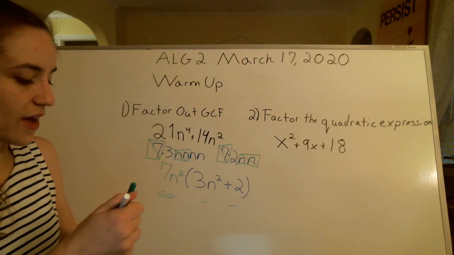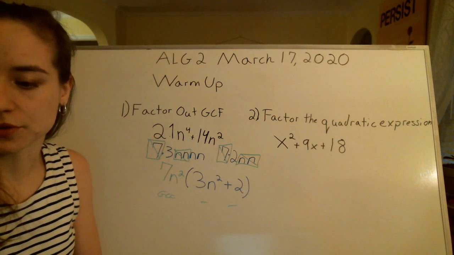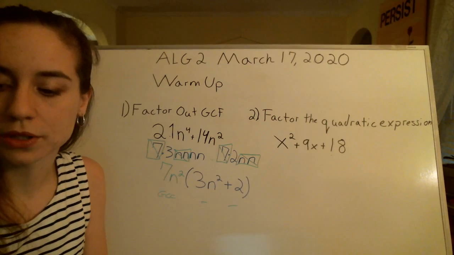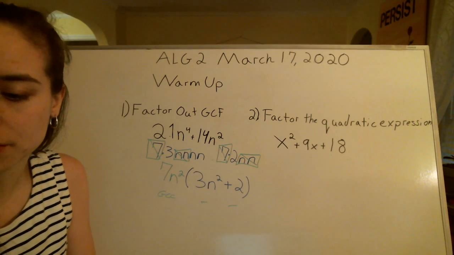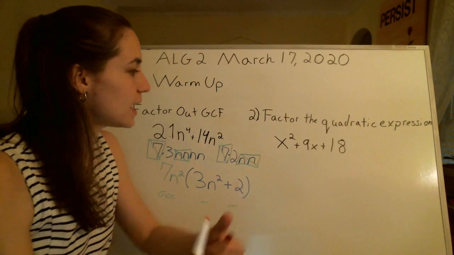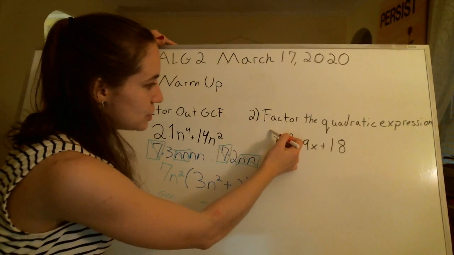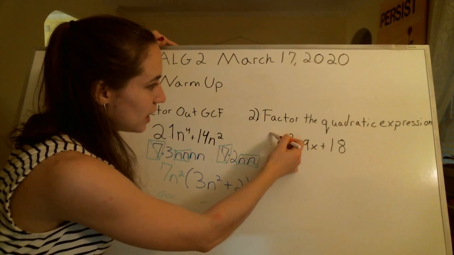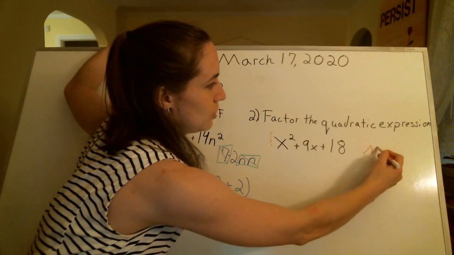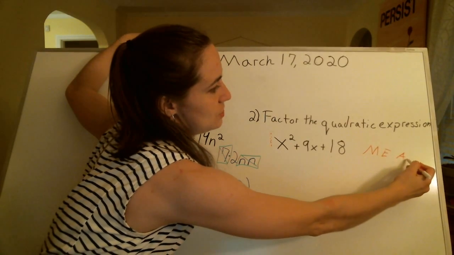The next one is factor the quadratic expression. You'll look at it and go, oh yeah, that's a trinomial. There are 3 parts, which means if I'm looking at it and I notice the leading coefficient is that secret invisible 1 right there, I'm looking for something to multiply to the end and add to the middle.